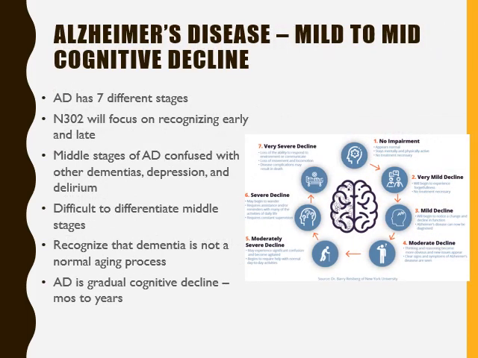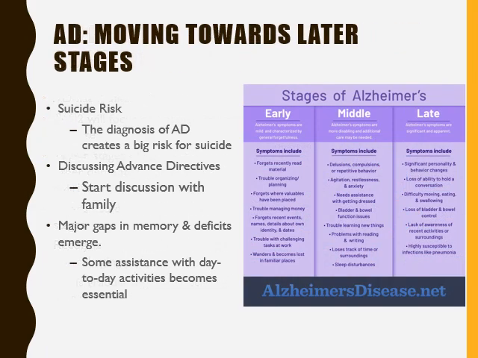So for the mild to severe cognitive decline, you can see here are the 7 stages. We're going to just look at early and late. The middle stages are where we get confused with the other dementias, depression and delirium. That's why it's really difficult when the person's in a mild to mid cognitive decline in Alzheimer's disease, just because it's going to look very, very similar to a dementia.